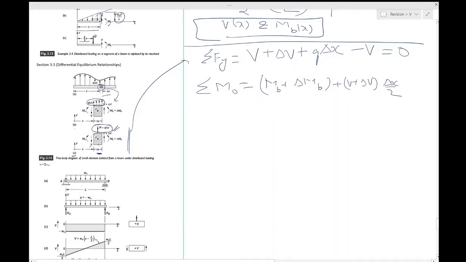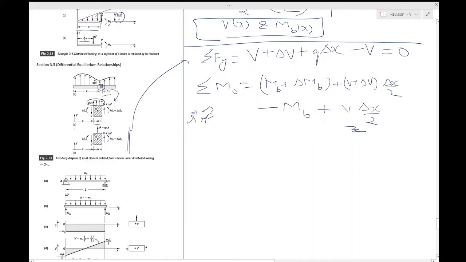So half of this distance, delta x by 2. Then acting in the negative direction would be your MB. And you have another V into delta x by 2, the moment due to this force about O. That is this term, and the sense of it is the same as for this one. So if you take R cross F, you get the same sense. That's why you have a positive sign, coming out of your screen right now.